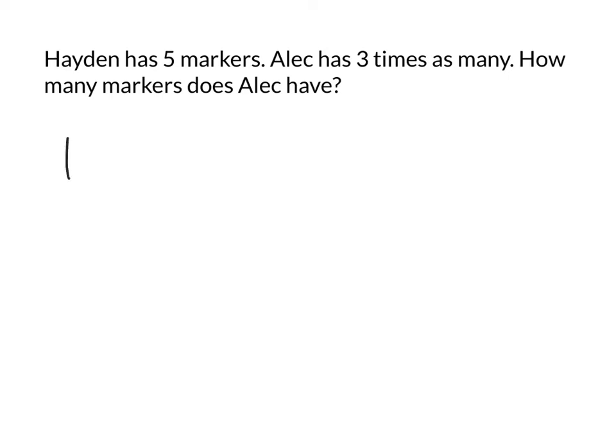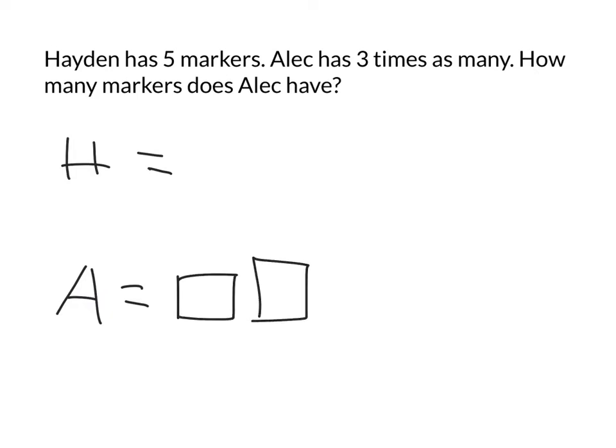So I'm going to make 2 separate rows here. I've got an H for Hayden, I've got an A for Alec. What we're going to look at first in the word problem is which person has the times as many. According to the word problem, Alec is the one who has the times as many. Alec has 3 times as many as Hayden. So I'm going to draw 3 boxes for Alec, and Hayden only gets 1 box, because whatever Hayden has, Alec has 3 times as much. Those boxes are meant to represent some number we don't really know. Well, we do because the word problem tells us, actually. But they're meant to represent the amount that Hayden has, and then Alec will have 3 times that.